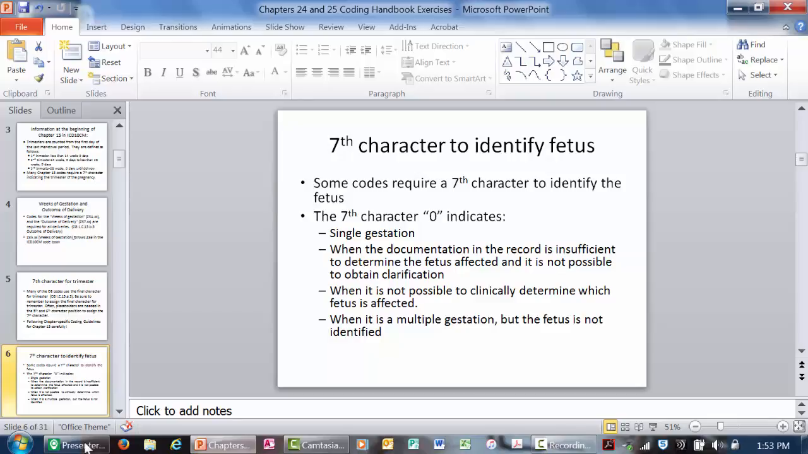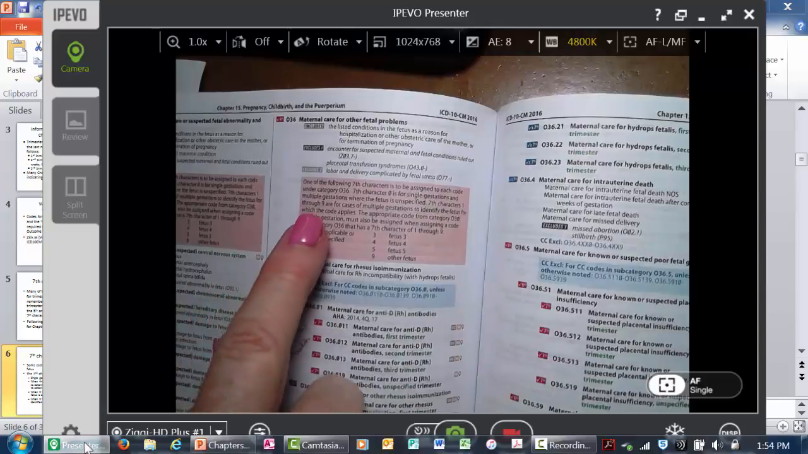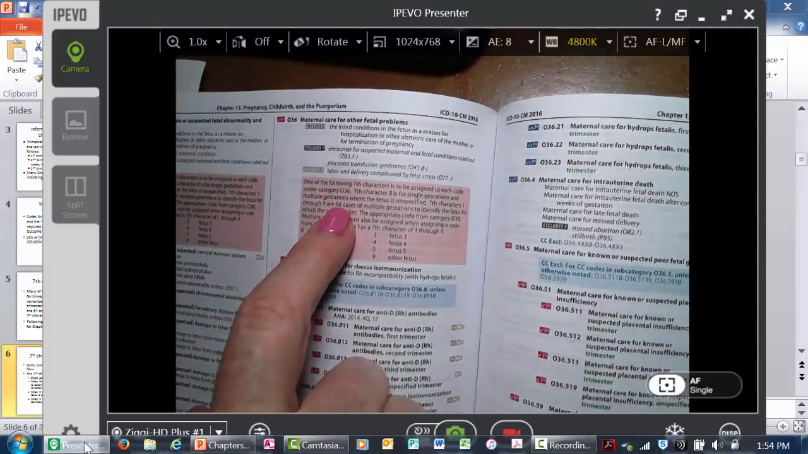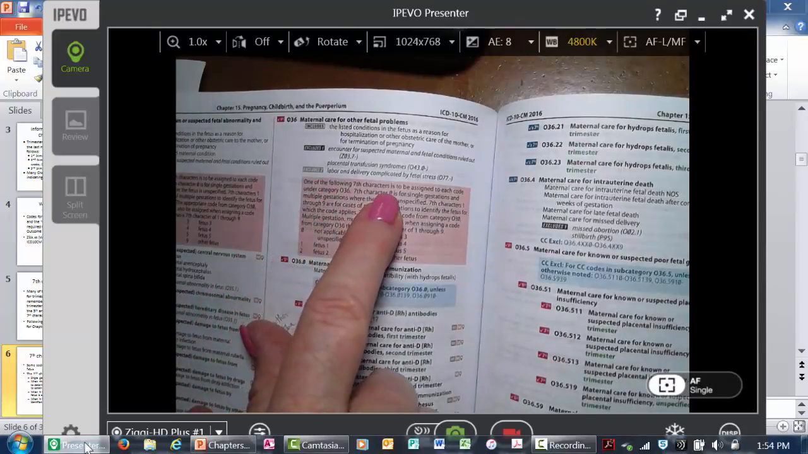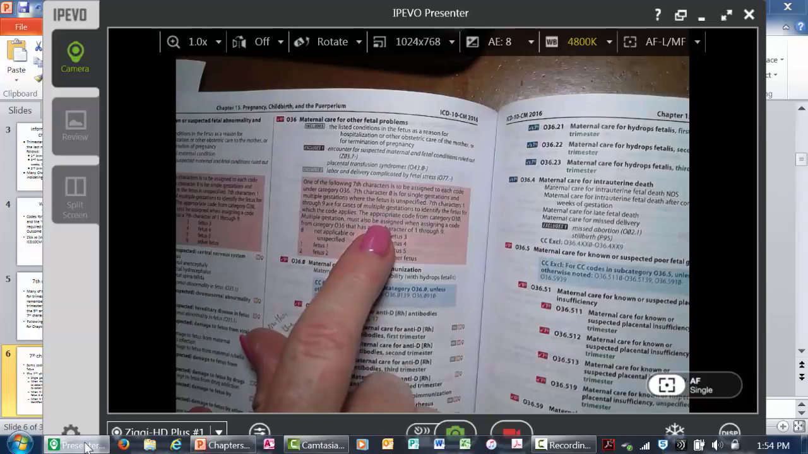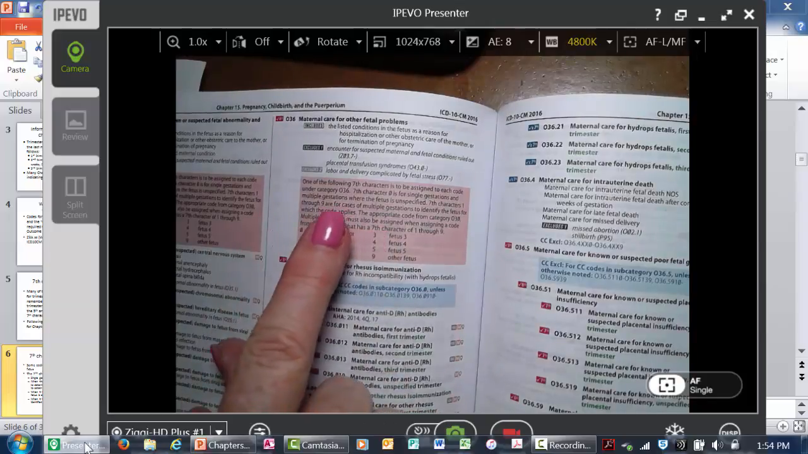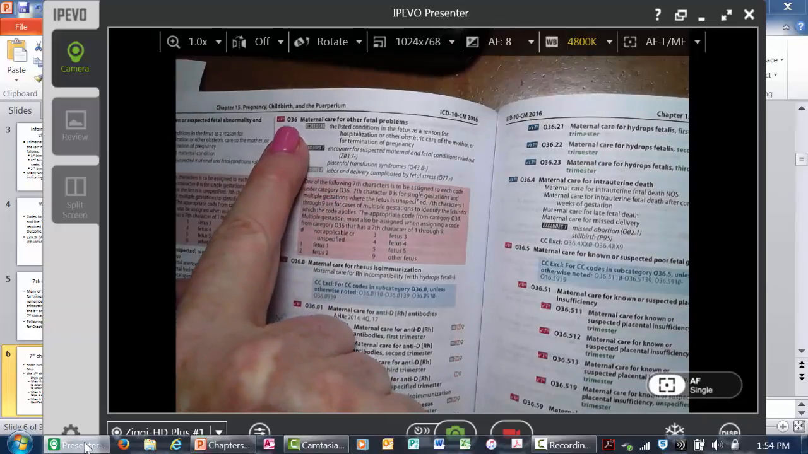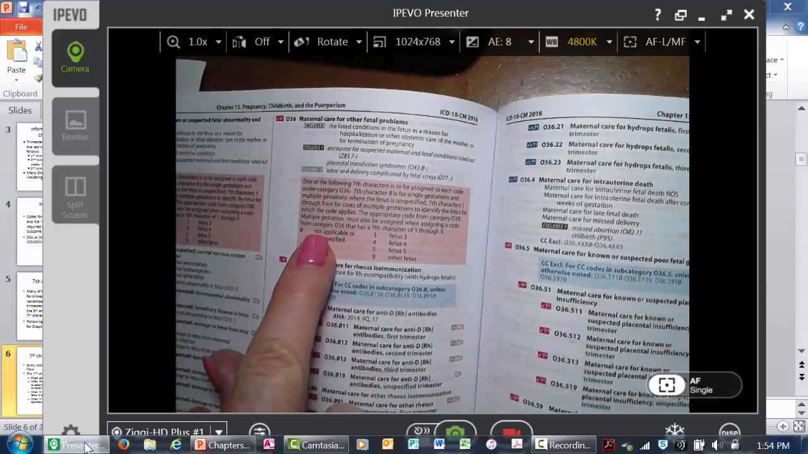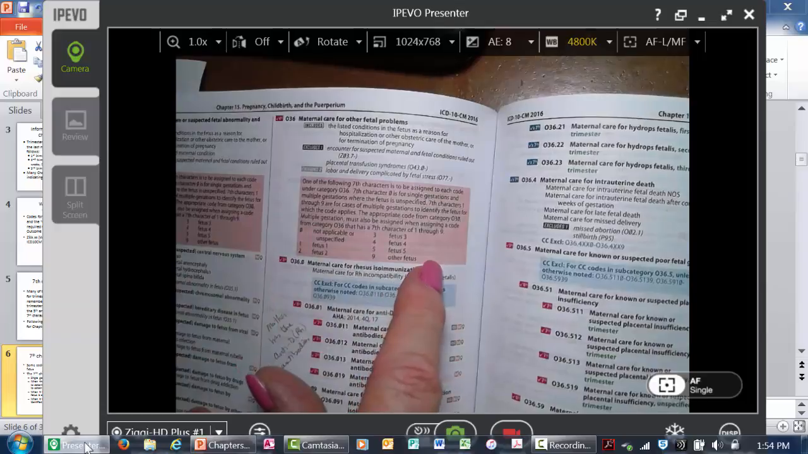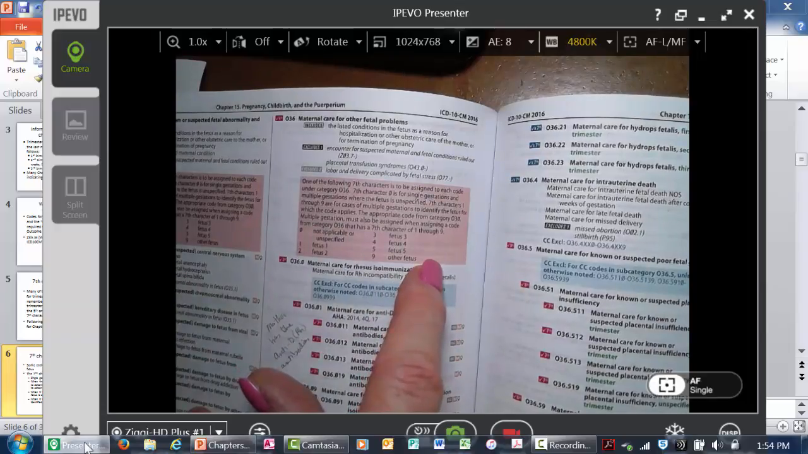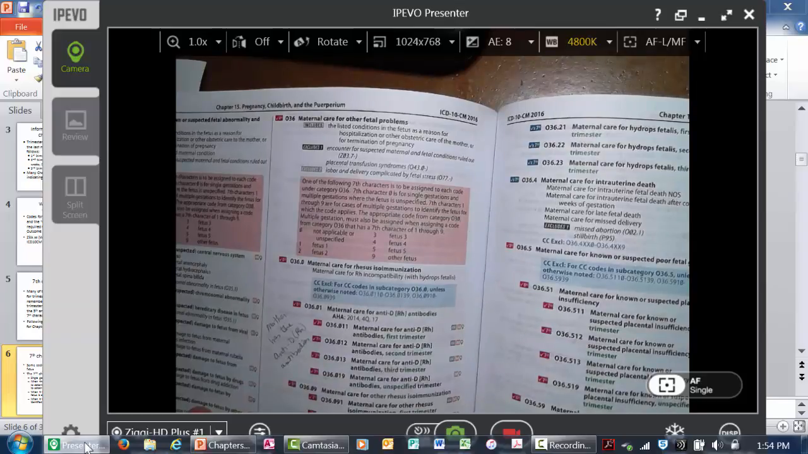Let's take a look at that. And here's an example of one of the pink boxes I'm telling you about, where it defines what 0 might mean. Even though this one is following the O36 category code, you'll see these same choices for that seventh character associated with many codes, not just this one. We'll talk more about that through this podcast.